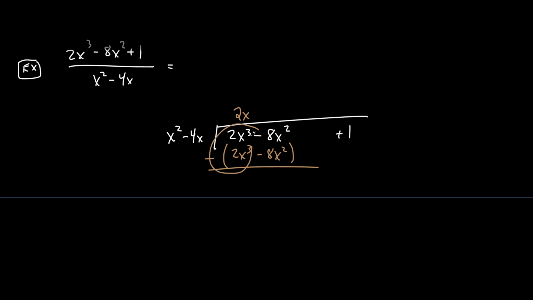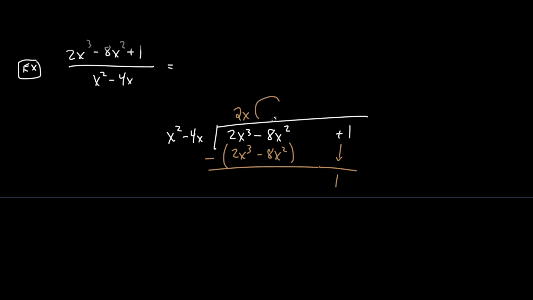So 2x cubed minus 2x cubed, those are going to cancel. Negative 8x squared minus negative 8x squared would be plus 8x squared, and those cancel. What you notice is that all of this goes to 0. Once you cancel out, you move to the things that are remaining and drop those down. So in our case, we drop this 1, and then we go through the process again.